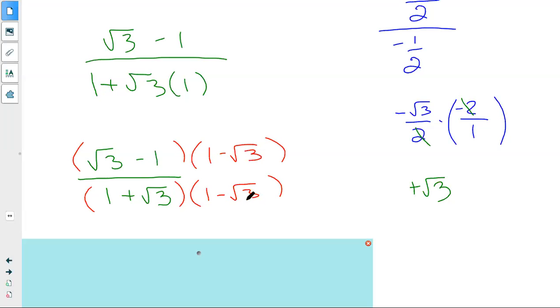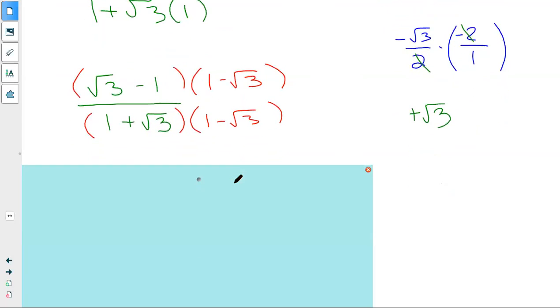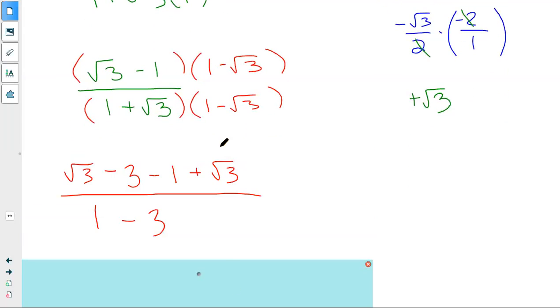And we're going to have to make sure we do this correctly. So we're going to multiply by 1 in the form of 1 minus root 3 over 1 minus root 3. This is a FOIL problem, right? So root 3 times 1, root 3 times negative root 3, negative 1 times 1, and then negative 1 times negative root 3. And then same process in your denominator here. So after we go ahead and FOIL, distribute, the numerator produces root 3 minus 1 plus root 3.